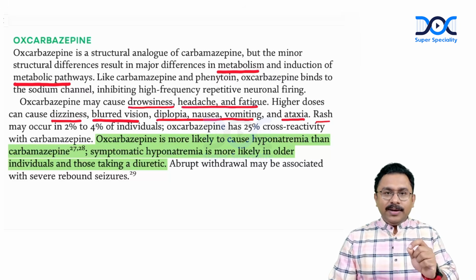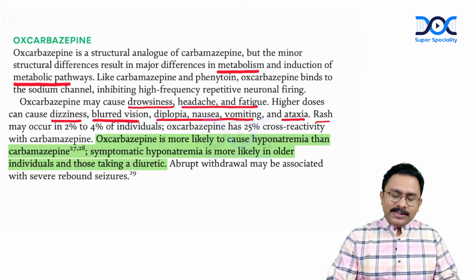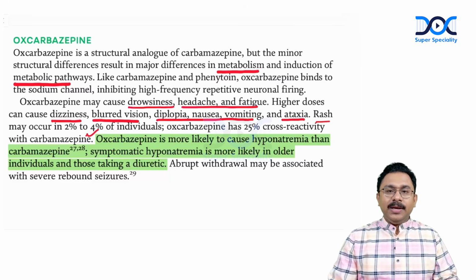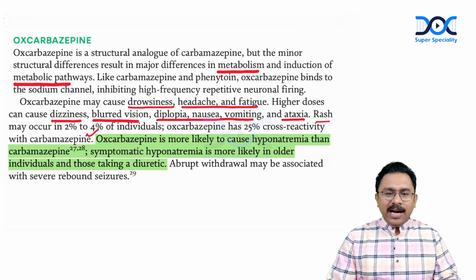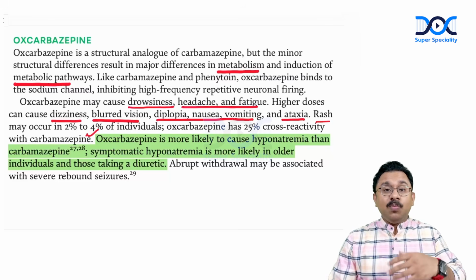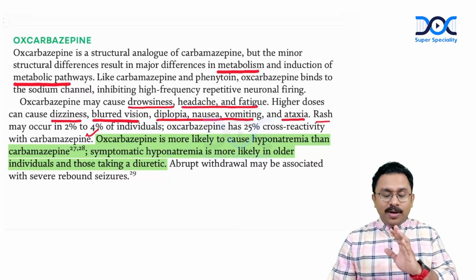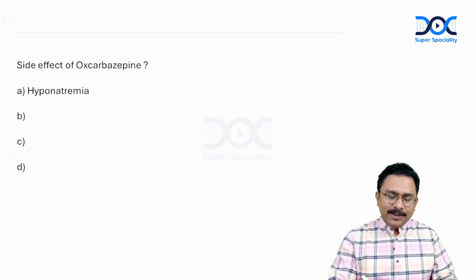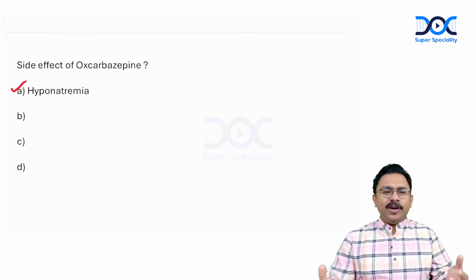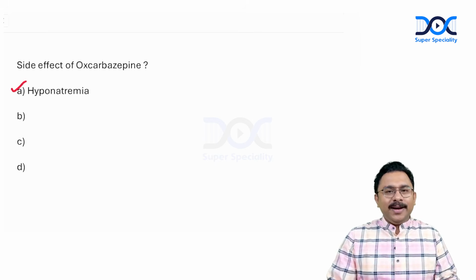But importantly, the point that you've got to note is that oxcarbazepine is more likely to cause hyponatremia than carbamazepine. This is very, very important. And such symptomatic hyponatremia is more likely to occur in older individuals and those taking diuretics. So for this question, I have not got the full recall. Answer is option A, hyponatremia.